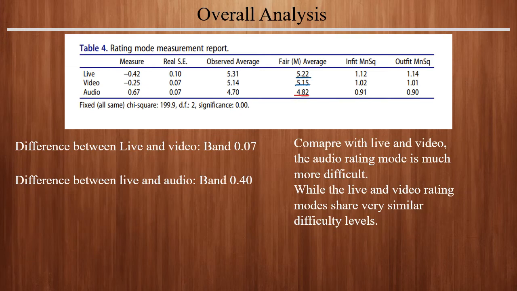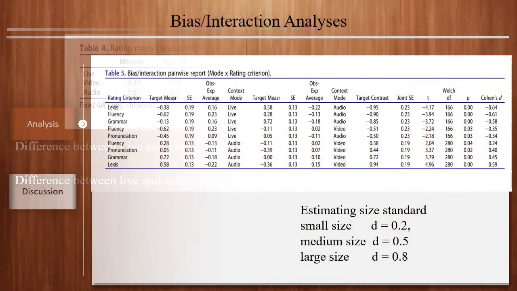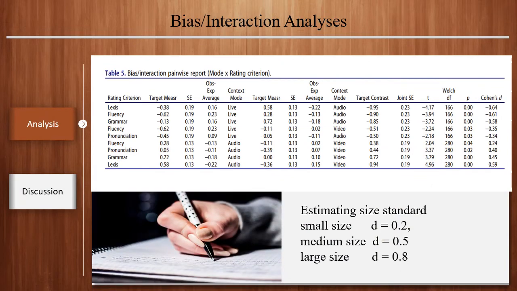Now we can focus on table 4. In this table, we can clearly see that when compared with live and video, the audio rating mode is much more difficult, while the live and video rating modes share very similar difficulty levels. In table 5, we can see that test takers receive substantially lower scores in audio rating mode than the live rating mode, with a medium effect size for lexis, fluency, and grammar. Apart from that, the effect size for pronunciation is smaller than the modes I mentioned above.